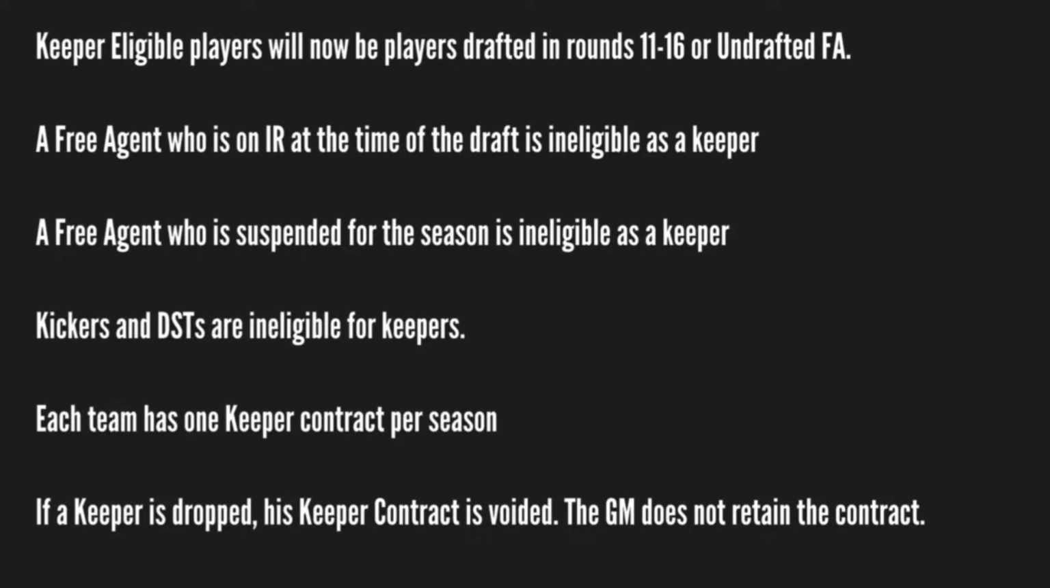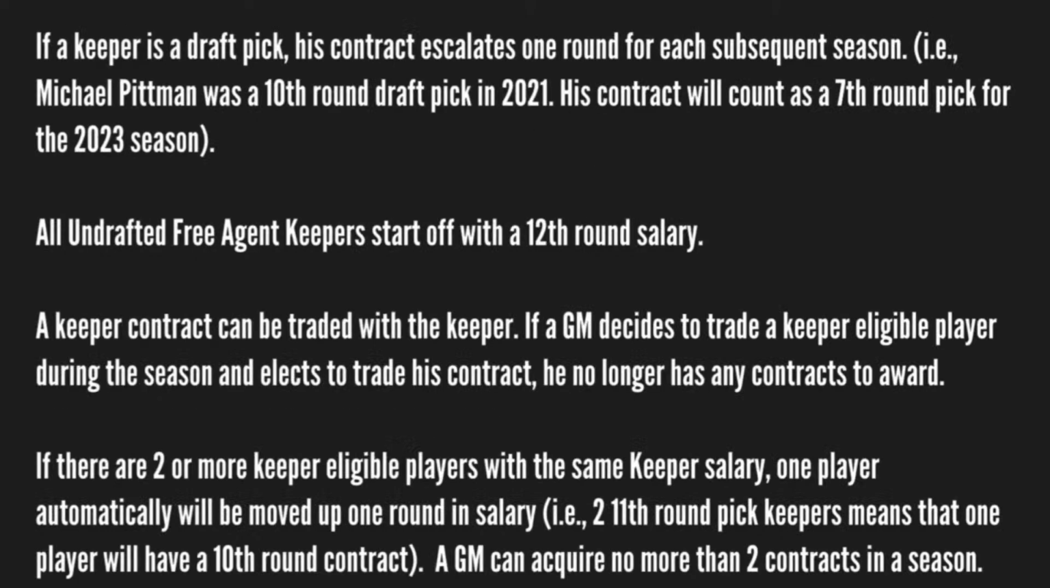Sugar Graham sent me the question of who's eligible from his roster to be drafted. This answers that. It's a player from rounds 11 to 16 or an undrafted free agent. It cannot be a kicker. It cannot be a defense. If a keeper pick is a draft pick, his contract escalates one round for each season. Again, I give the example of Michael Pittman. He was a 10th round pick when I drafted him. This is his third year as a keeper, so he cost me 3 rounds. I take 10 minus 3, and I get 7.